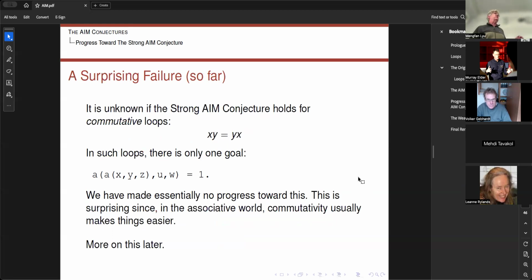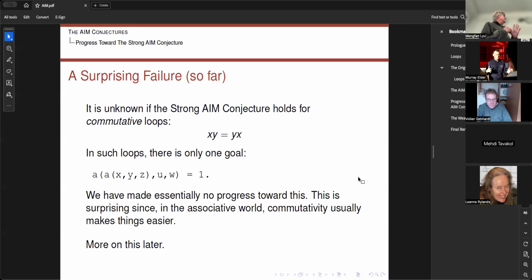Here's an interesting case where we don't know if the strong AIM conjecture holds, but you would think that we would, because it sounds like it should be an easy case. You remember my earlier diatribe about commutativity? This is it coming back again. We don't know if the strong AIM conjecture is true in commutative loops. Okay. There's only one goal, just show one of the iterated associator expressions is equal to 1.